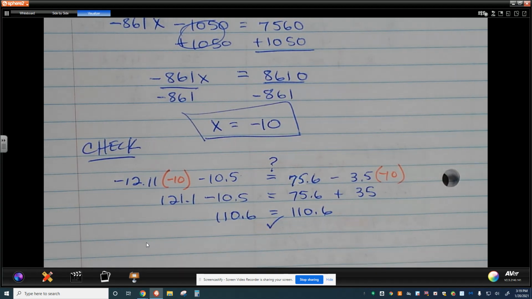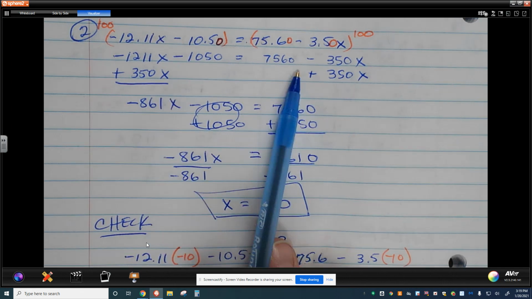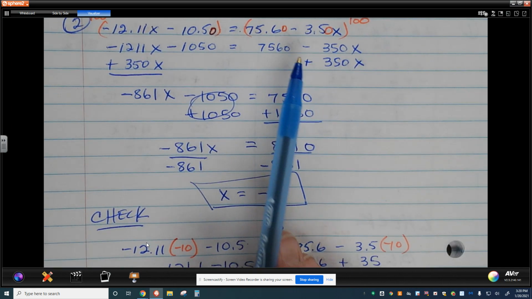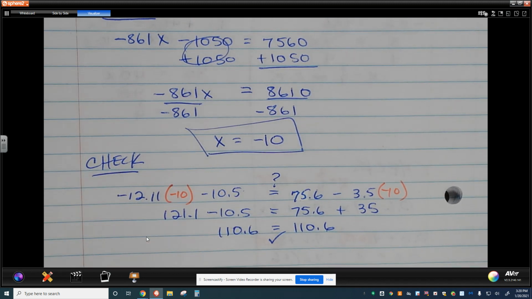Now, like I said, you could go from the very beginning, not multiplying everything by 100. And if you follow your properties of equality exactly the same way as I did, you will get this exact same solution. We just have to be really careful to follow the rules.